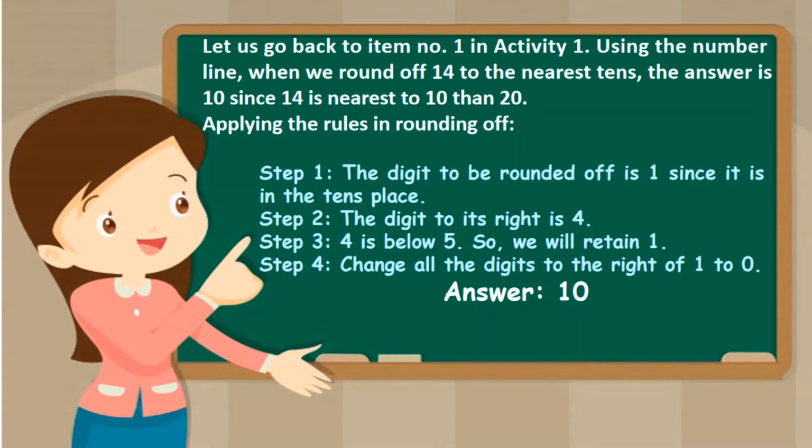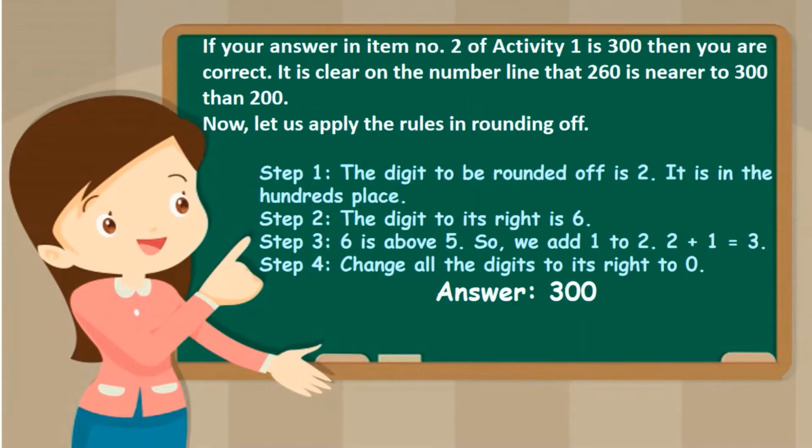Applying the rules of rounding off, step 1, the digit to be rounded off is 1 since it is in the tens place. Step 2, the digit to its right is 4. Step 3, 4 is below 5, so we will retain 1. Step 4, change all the digits to the right of 1 to 0. The answer is 10. If your answer in item number 2 of activity 1 is 300, then you are correct.